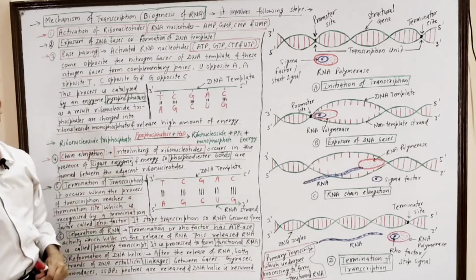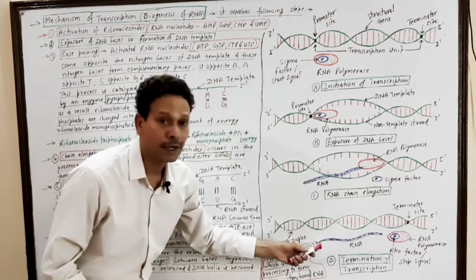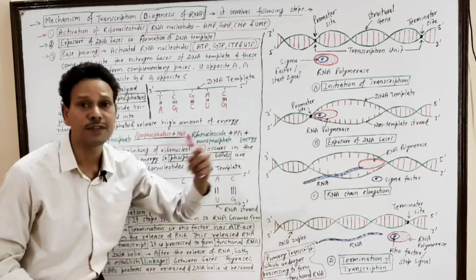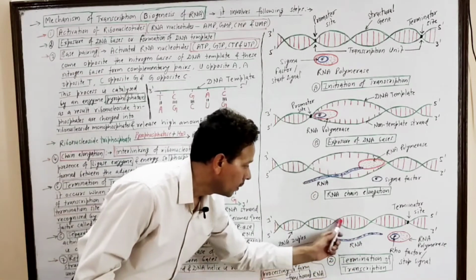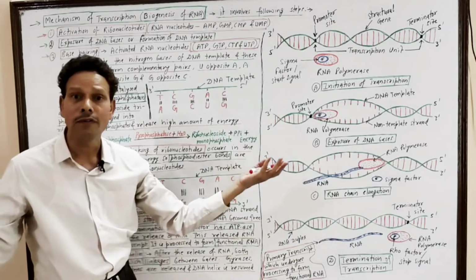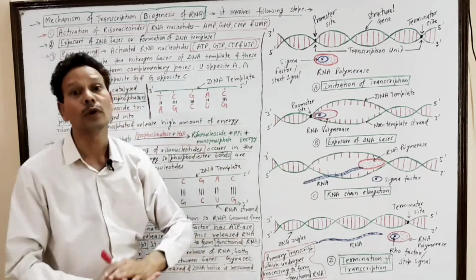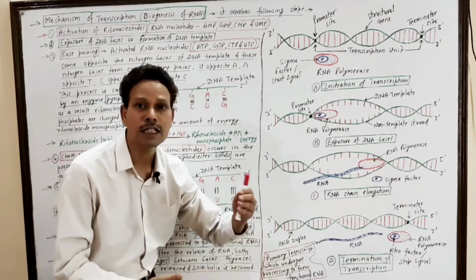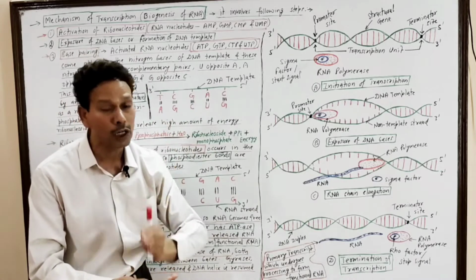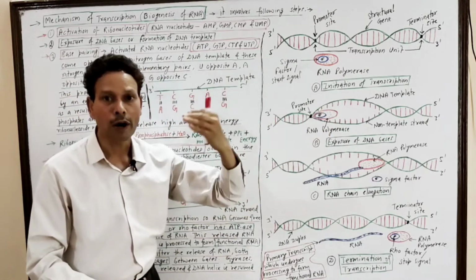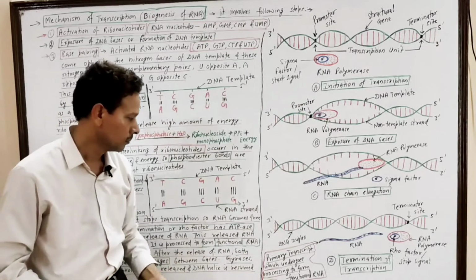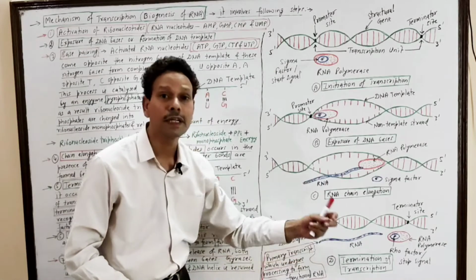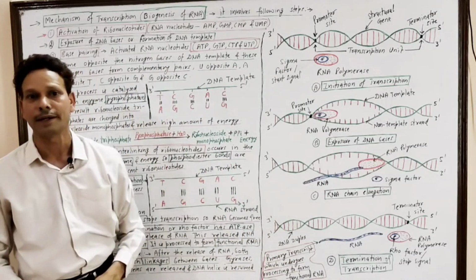After termination of transcription, this RNA strand becomes free, it is released, and this released RNA is non-functional. It is heterogeneous nuclear RNA. Dear students, it is the primary transcript. And this primary transcript, which is non-functional, undergoes processing, modifications like editing. So this non-functional primary transcript is converted into a functional RNA.